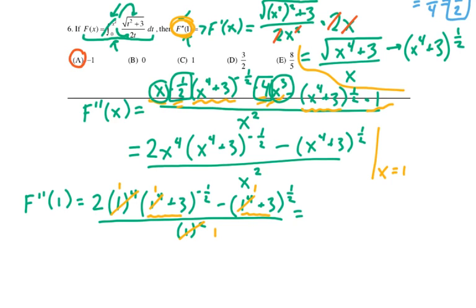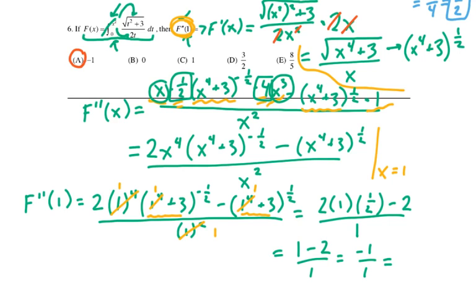Okay, this becomes 2 times 1 times 4 to the negative 1/2, which is 1 over the square root of 4, or 1/2, minus 4 to the 1/2, which is just 2, all over 1. 2 times 1 times a half is just 1, minus 2 over 1. And my final answer. That's why it's A.